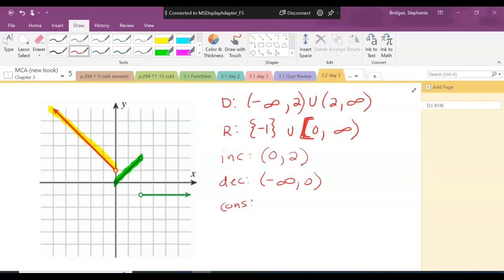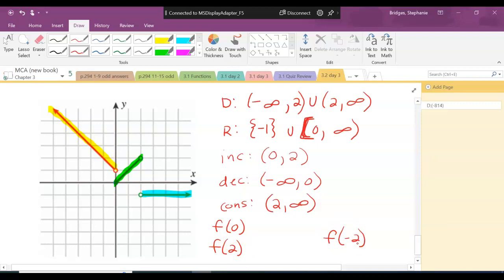Okay. And then what about that green piece? What is it doing? Constant. So that interval is going to be 2 to infinity. Yeah. Now, last piece. Give me just a second.